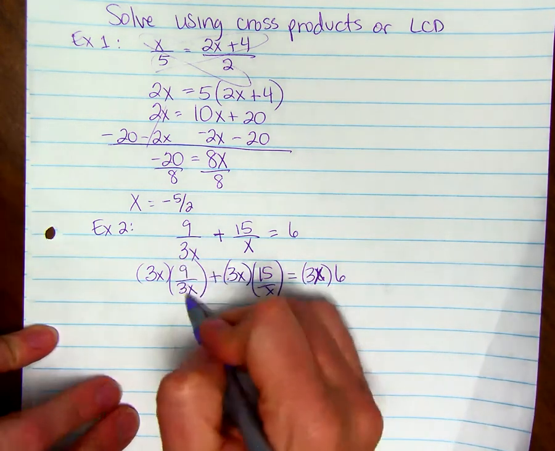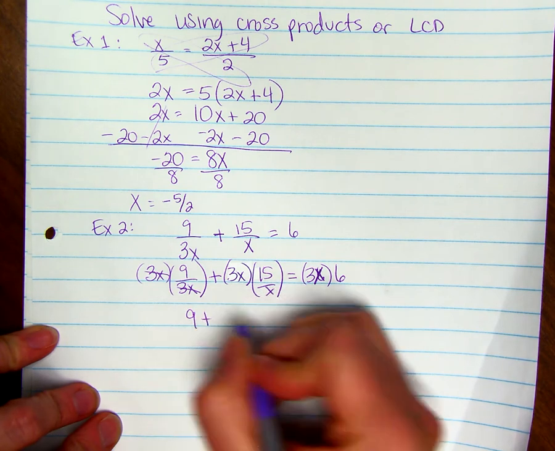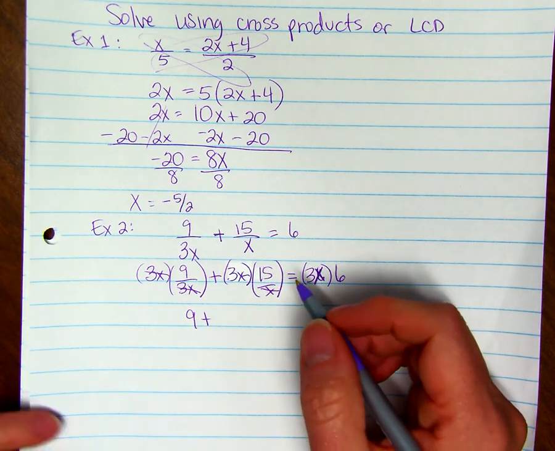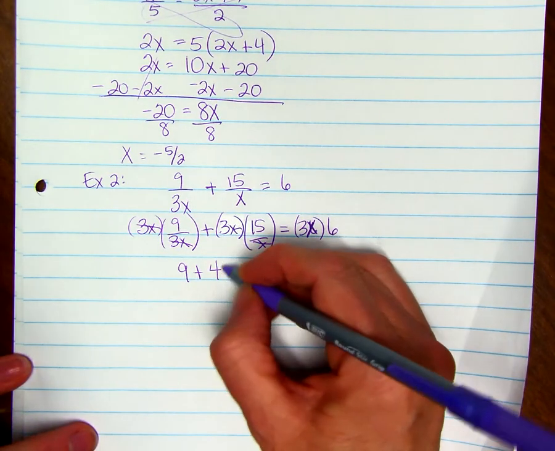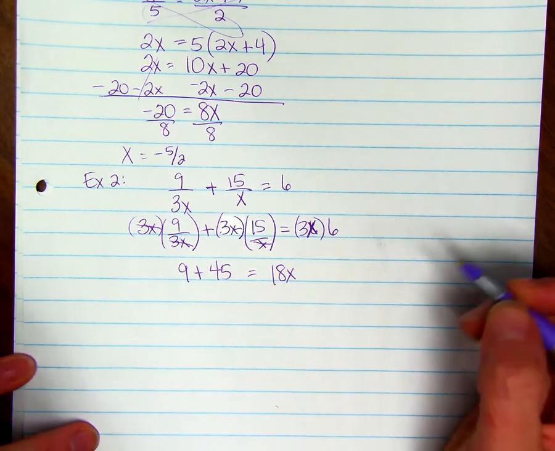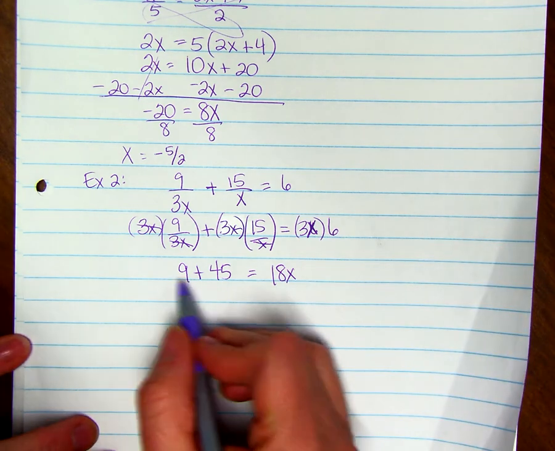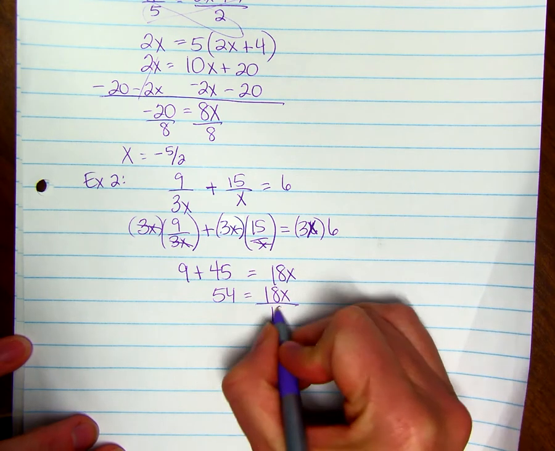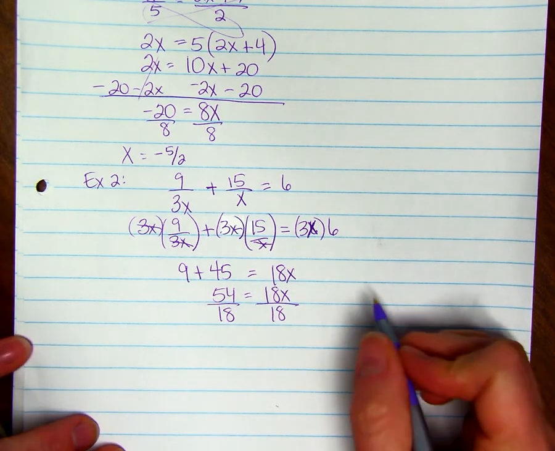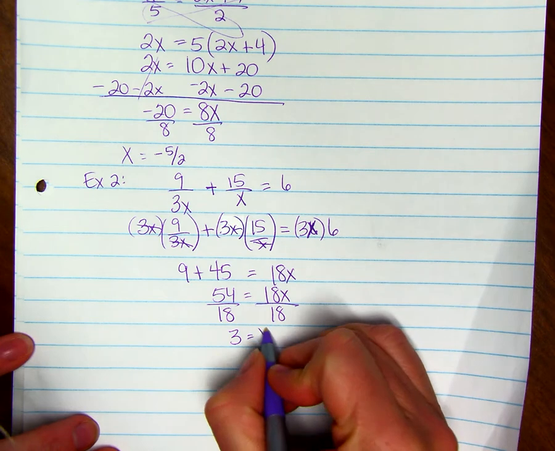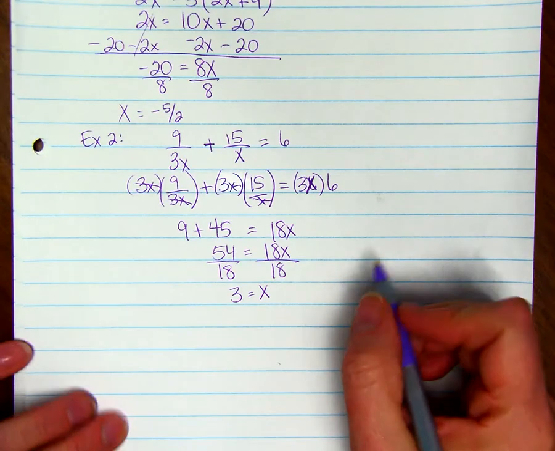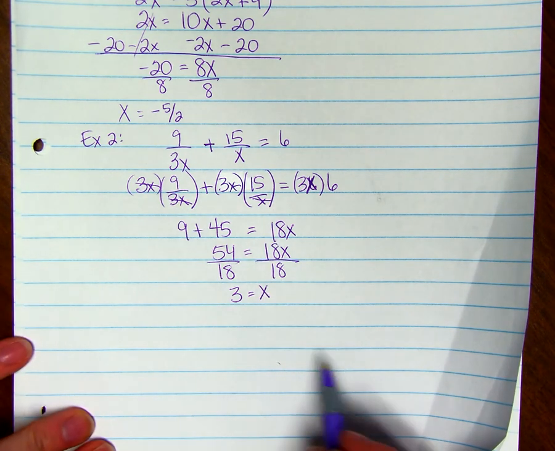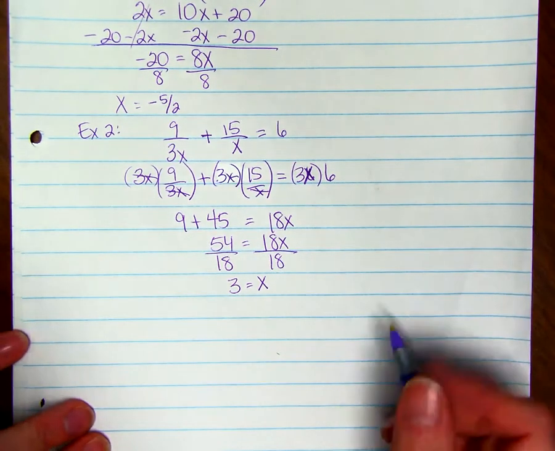So then we can simplify. These cancel. We get 9 plus the x cancels. 3 times 15 is 45 equals 18x. And we combine like terms. 9 plus 45 is 54. And we divide by 18. And x equals 3. We also just want to make sure that x doesn't equal 0 because it will make the denominator 0 in the beginning. So it's not 0, so we're fine.